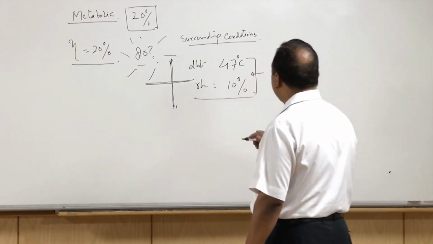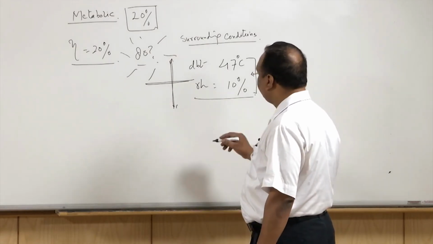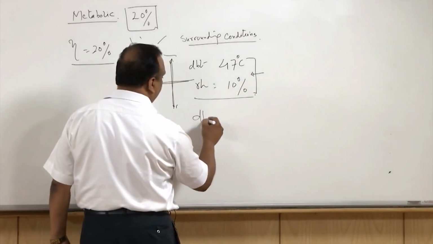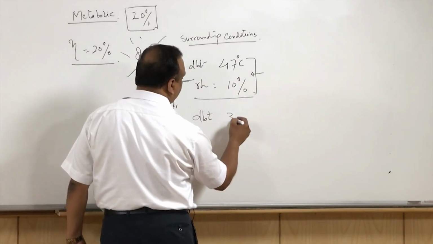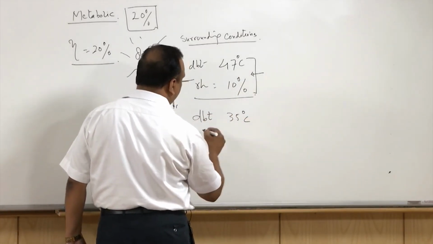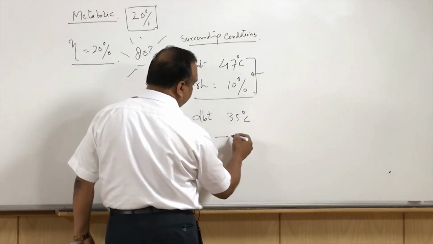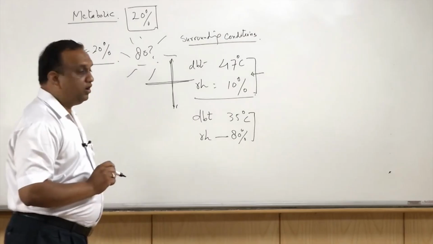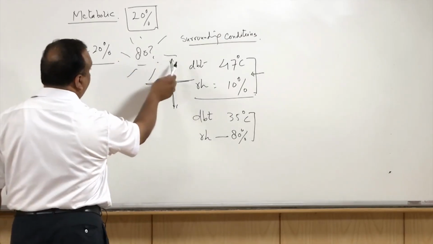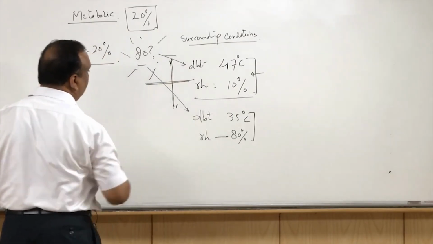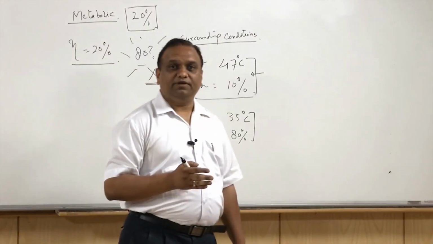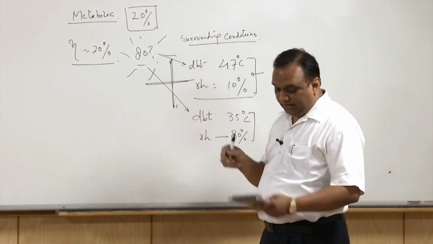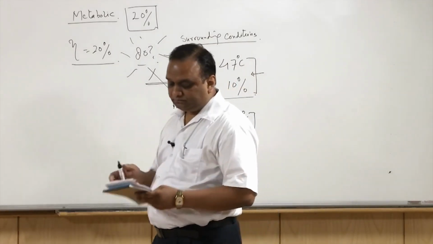Now, another extreme climate we have is the coastal area, where the dry bulb temperature is typically maybe 35 degrees centigrade. Relative humidity may shoot up to 70 or 80%. Now, heat dissipation of the human body will differ in this condition and in the earlier condition. The mode of heat dissipation from the body will differ, and body temperature has to be maintained constant.